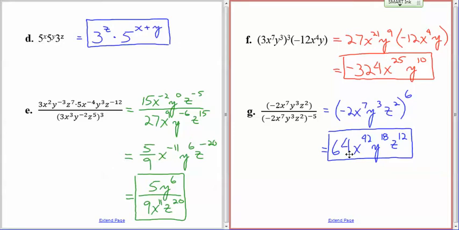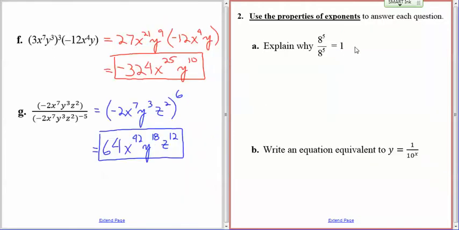Negative 2 to the 6th is 64. As in negative 2 times negative 2 times negative 2 times negative 2 times negative 2 times negative 2. X to the 7th raised to the 6th is x to the 42nd. Y to the 3rd to the 6th is y to the 18th. And z squared to the 6th is z to the 12th.